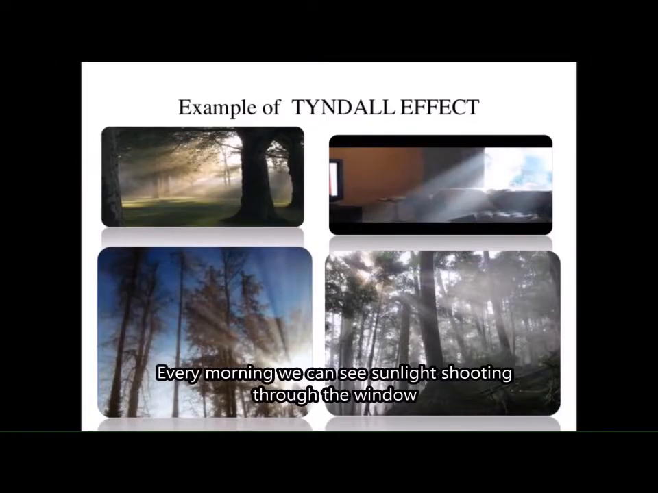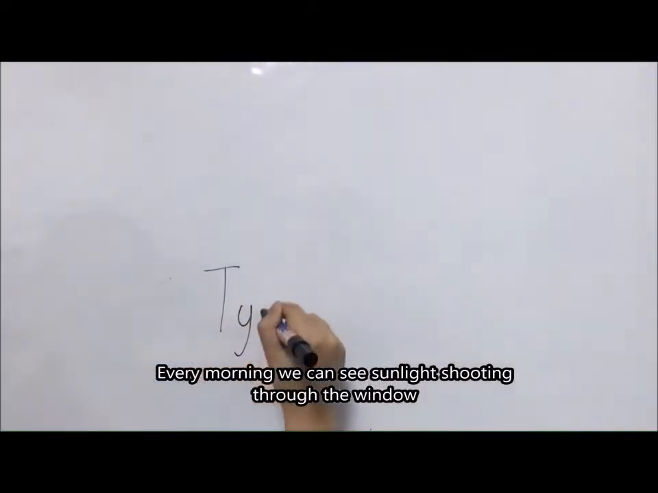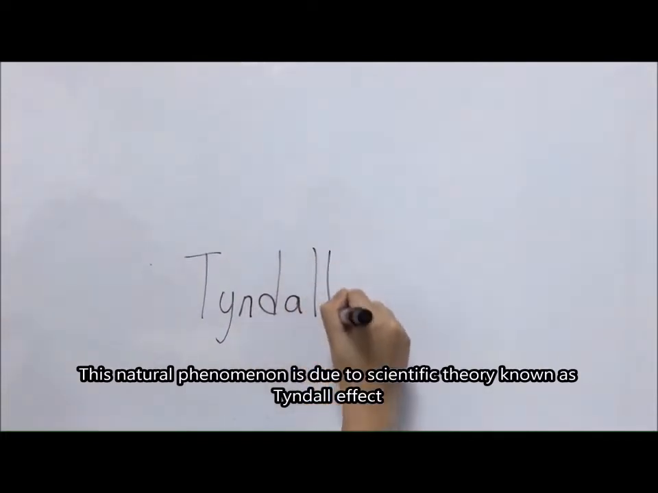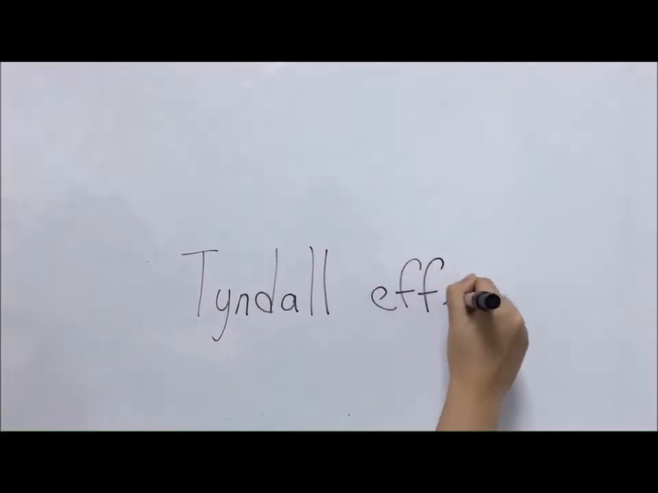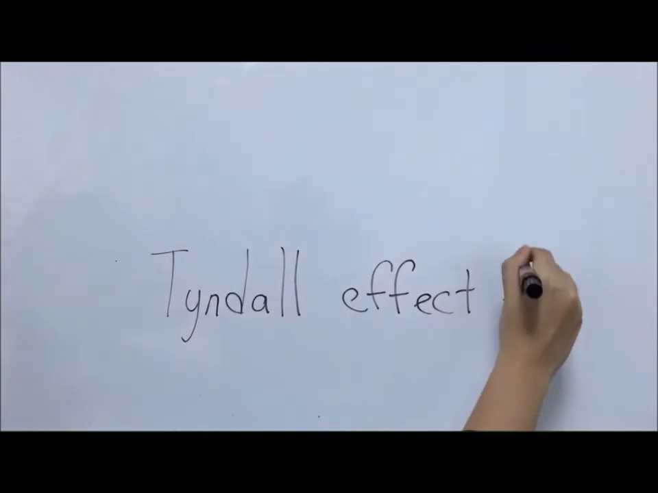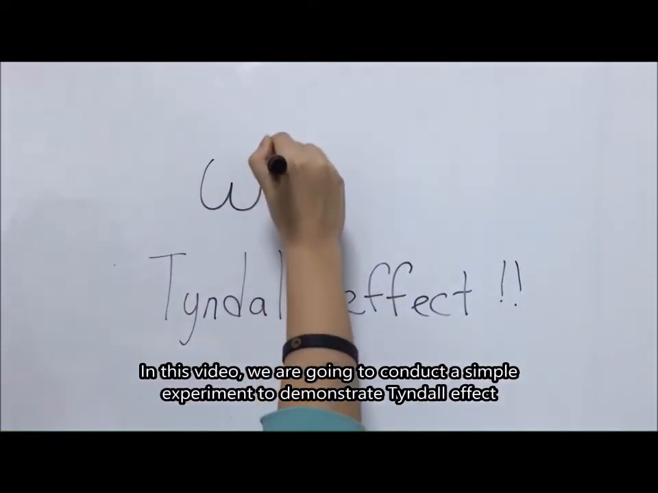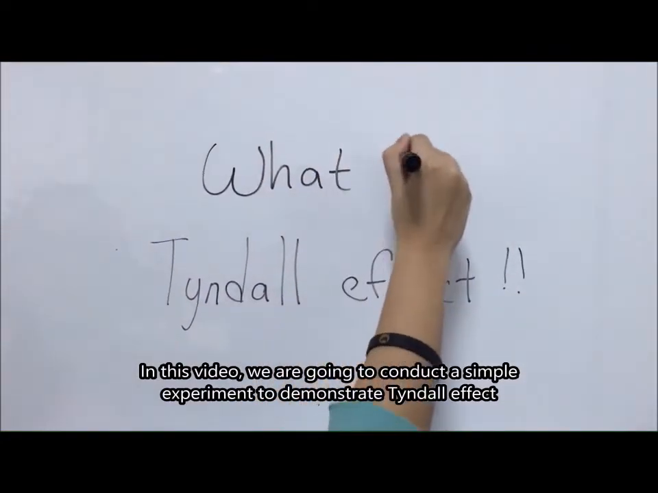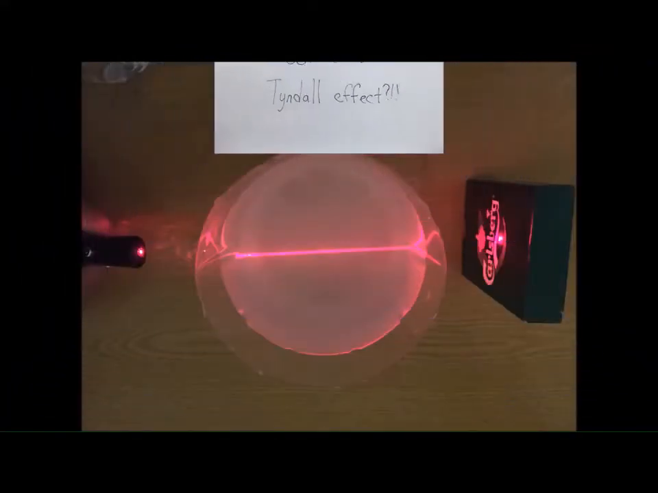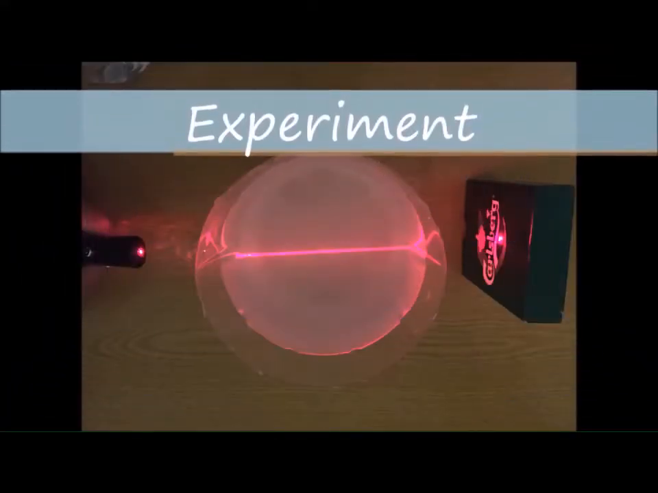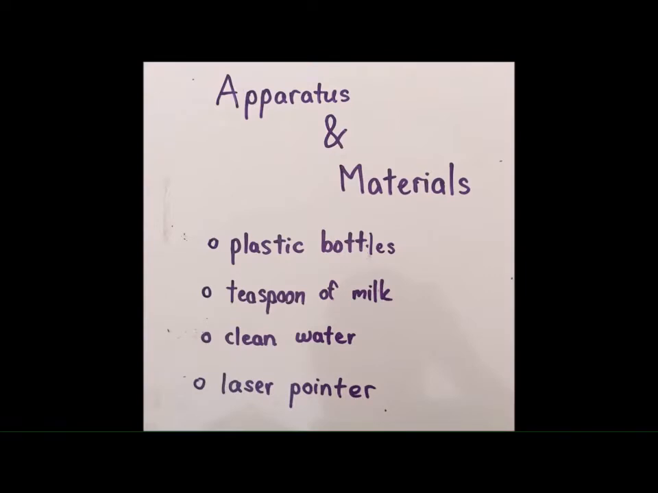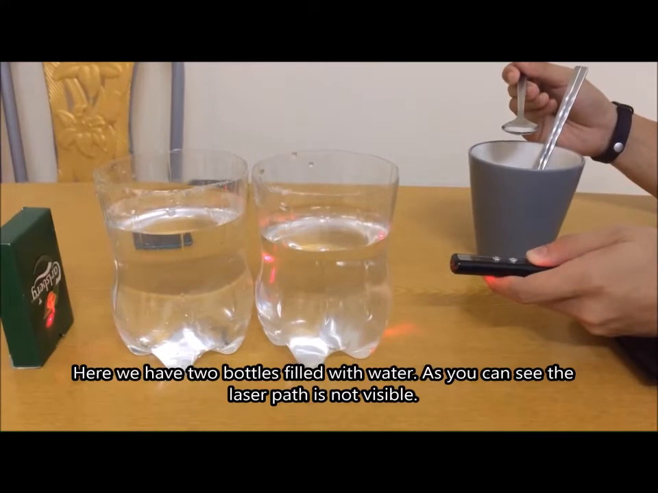Every morning, we can see sunlight shooting through the window. This natural phenomenon is due to a scientific theory known as the Tyndall effect. But what is the Tyndall effect? In this video, we are going to conduct a simple experiment to demonstrate the Tyndall effect. Here's a list of apparatus and materials used in the following experiment: plastic bottles, a teaspoon of milk, clean water, and a laser pointer. Here we have 2 bottles filled with water.